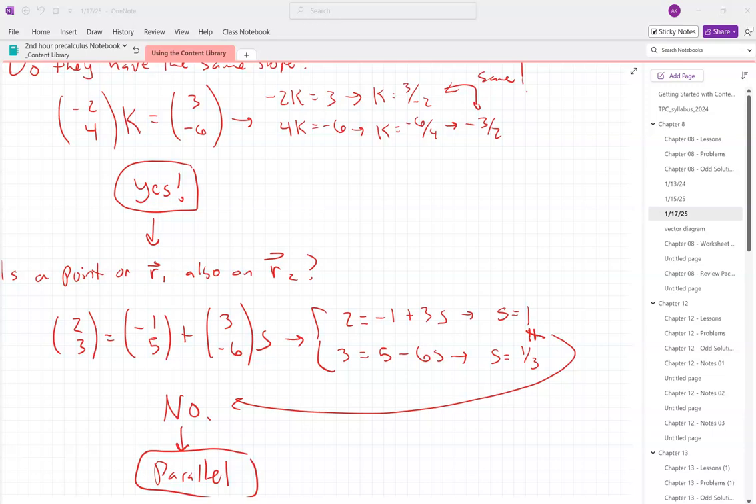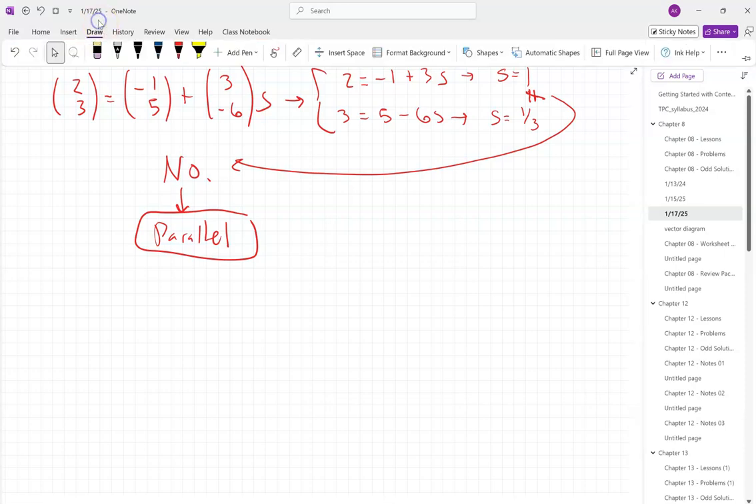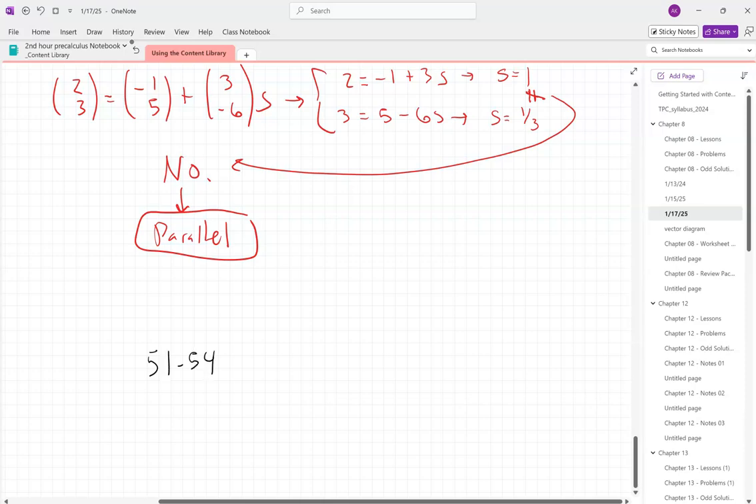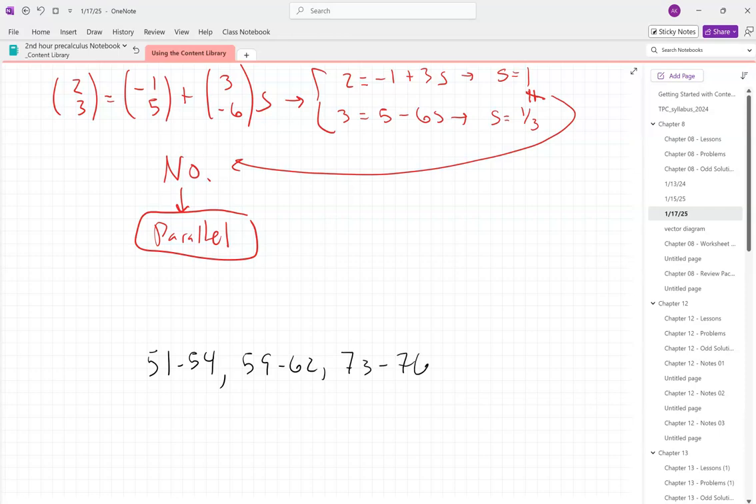All right. So for your homework, I'd like you to do 51 through 54, 59 to 62, and then 73 to 76. And let me update the assignment here for that real quick, because I think I had more problems than that included, but I don't think I really want to include all of them. Oh, I haven't made it yet. Perfect.